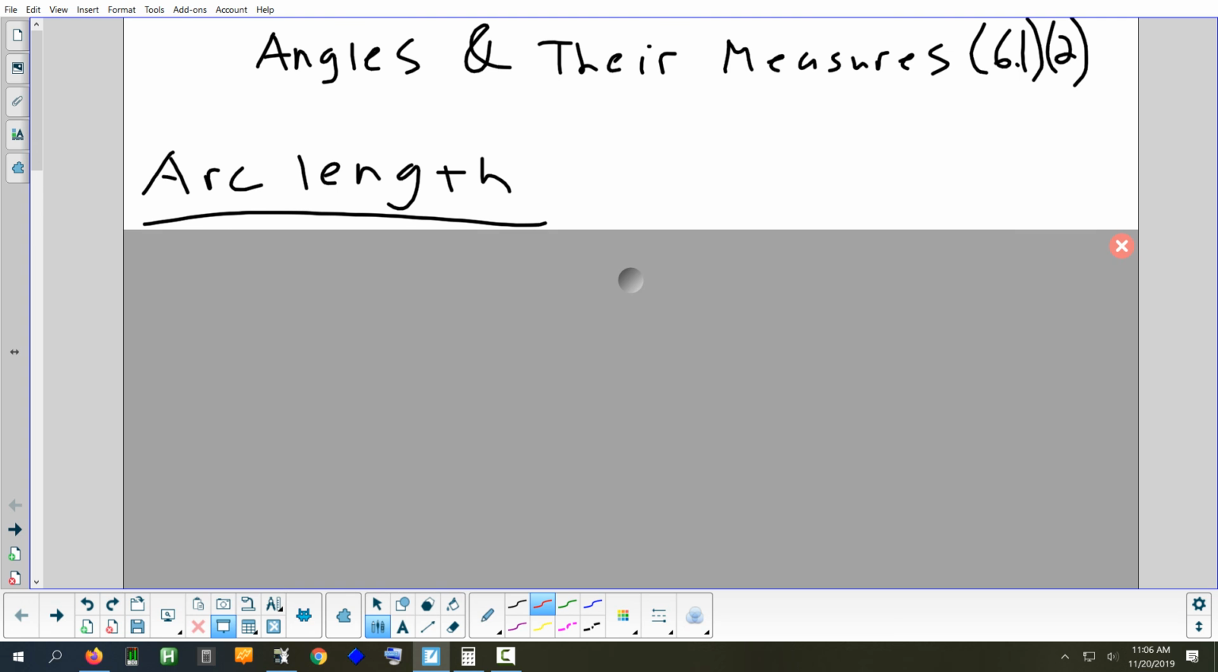So the formula we're going to talk about first is called arc length. Basically, it's a way to figure out how much, or the measure of part of a circumference of a circle.